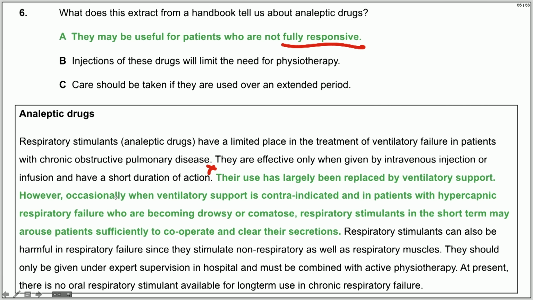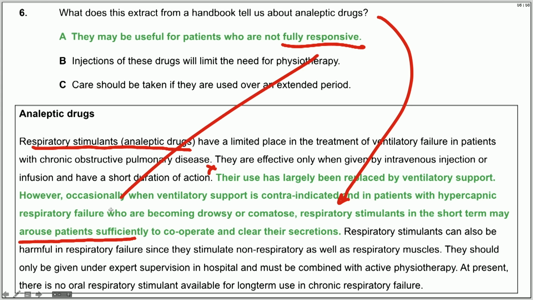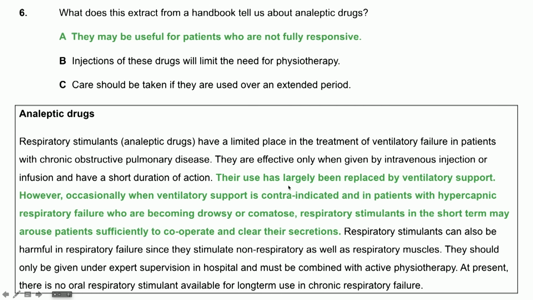However, occasionally when ventilatory support is contraindicated and in patients with hypercapnic respiratory failure who are becoming drowsy or comatose, respiratory stimulants, it says there what they are. It says respiratory stimulants, analeptic drugs, in the short term may arouse patients sufficiently. Okay? It's useful for patients who are not fully responsive. You can see how tricky these get.